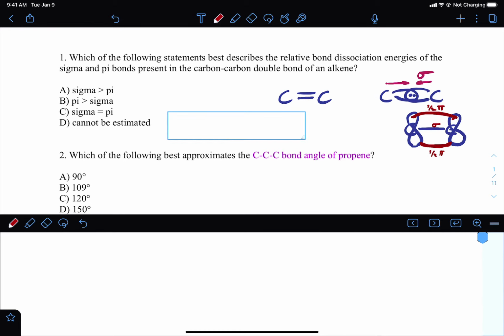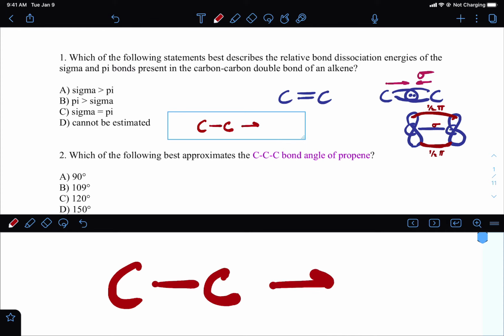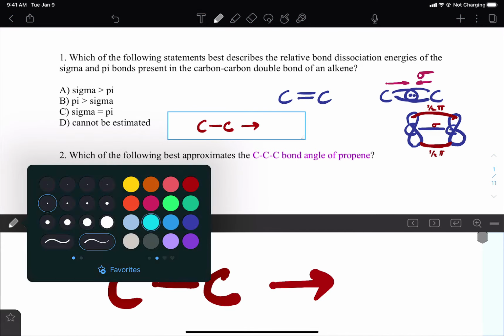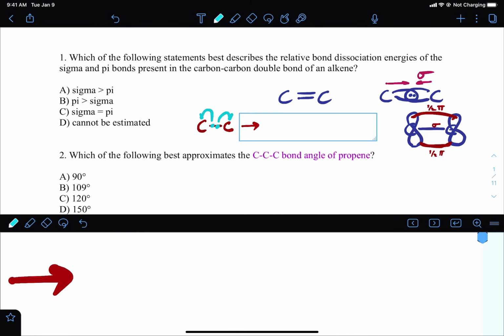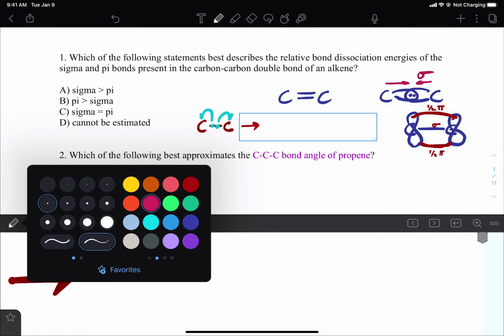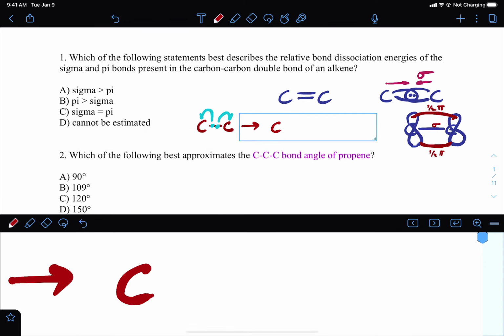So if we've got a sigma bond that we're going to break, the idea is we take one electron and put it onto one carbon, and the other electron goes onto the other carbon. We're breaking this bond symmetrically, and we produce what are called radicals. So that's the process for bond dissociation energy.